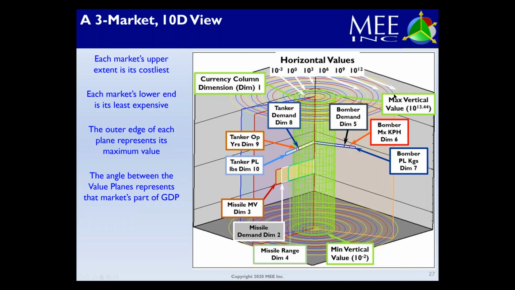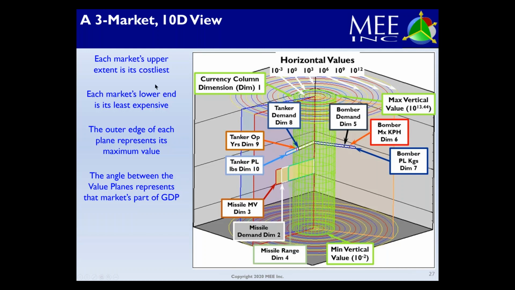As we go out radially, these are describing the lateral extent of each market. The way we read this is to start with the missiles: the upper extent of each of these planes is the costliest element in each of the markets. In the case of the missiles, we saw the missiles were approaching $2 million. So this is the most costly missile. Down here we had items in the neighborhood of $30,000.